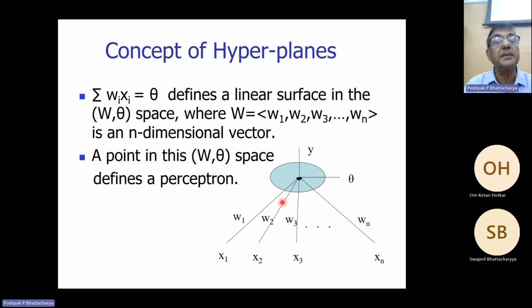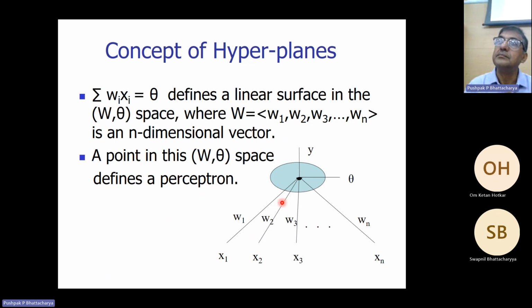So now we compare sigma wi xi, the dot product of the weight vector and the input vector, with theta. So sigma wi xi equal to theta defines a linear surface in the w theta space. If there are only 2 inputs for a perceptron, then w1 x1 plus w2 x2 equal to theta is a plane in a 3-dimensional space, which is the w1 w2 theta space. There are 3 coordinates, w1, w2, and theta. Where w equal to w1, w2 up to wn is an n-dimensional vector, a point in this w theta space defines a perceptron.